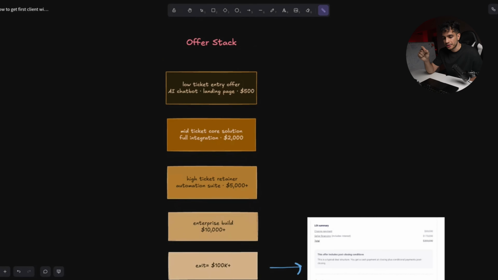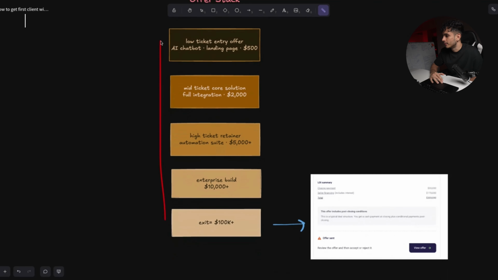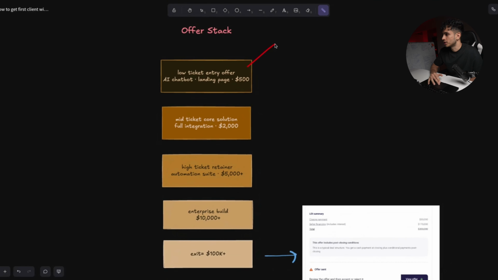All right, so with the pain identified, with the understanding of how to create an MBO, let's look at the offer stack. These are the genuine offers you can provide to a business that make it make sense for them to slowly go up the ladder. You can start off with a low ticket offer. This is what I call a Trojan horse, something very simple that just establishes to the company that you know what you're doing. You know how to build a simple landing page. You know how to build a simple AI chatbot with Claude Code. And you can charge $500 for this.